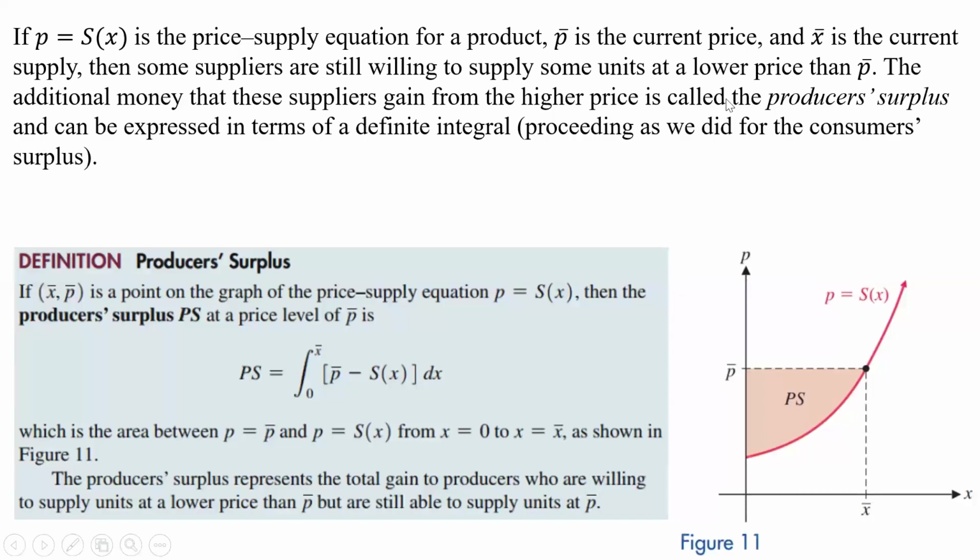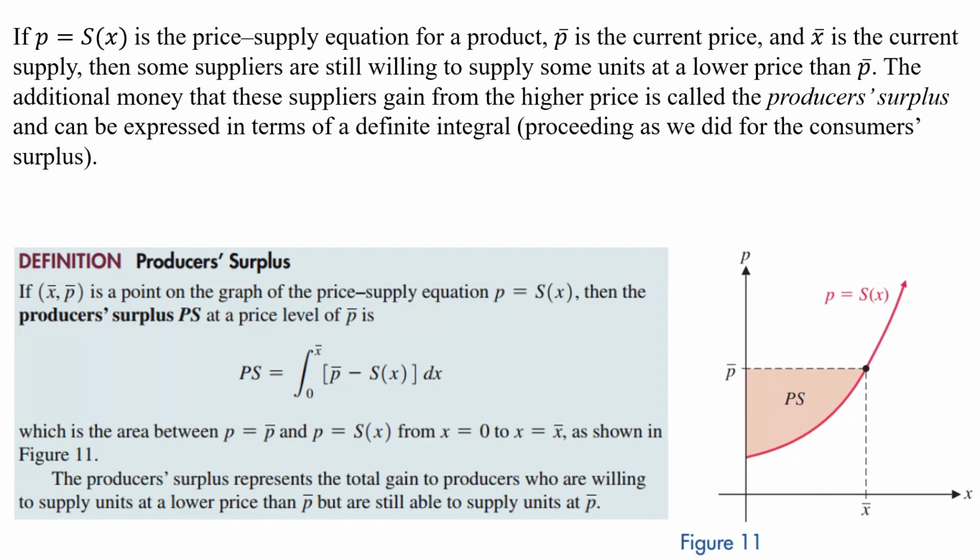So last time we did the price demand. Now this is a price supply equation for a product. P bar is going to be the current price and X bar is the current supply. Then some suppliers are willing to supply some units at a lower price than P bar. So they're saying, okay, we'll supply it here, and that's going to give us a lower number of X. And so they're going to get more money basically from that.